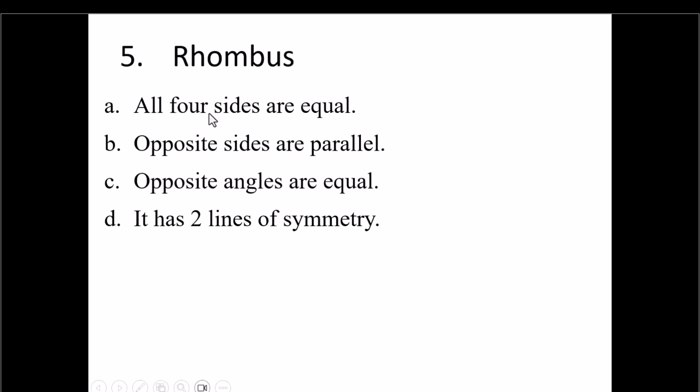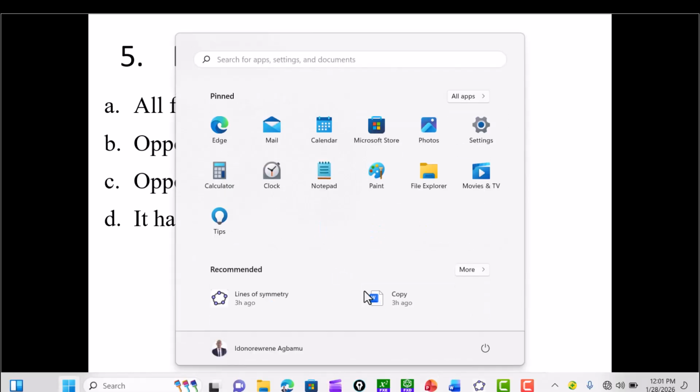So rhombus, we say all the four sides are equal. In rhombus, all four sides are equal. Opposite sides are parallel. Opposite angles are equal. It has two lines of symmetry. So rhombus has two lines of symmetry. So let me demonstrate this.